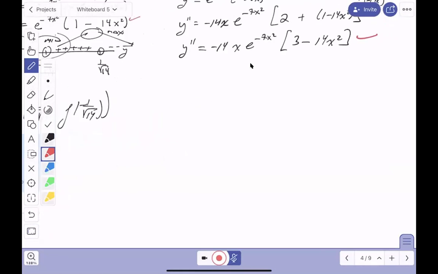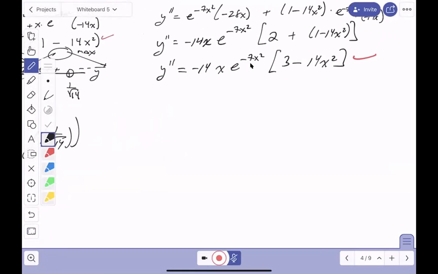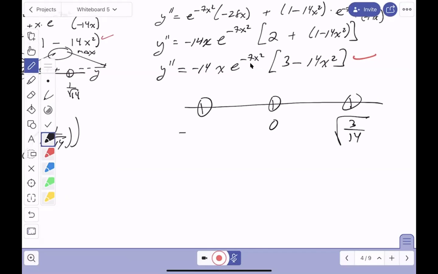So what I'm going to do is look for points where it's 0 and undefined, and all that kind of stuff, right? So 0. And then I'm going to get 2 other points. That's the root of 3 over 14, and minus the root of 3 over 14. I know these are nasty. There's no doubt about it that these things are nasty.